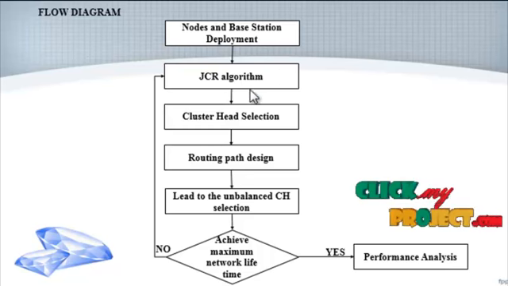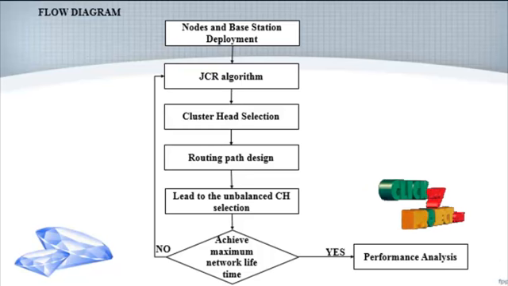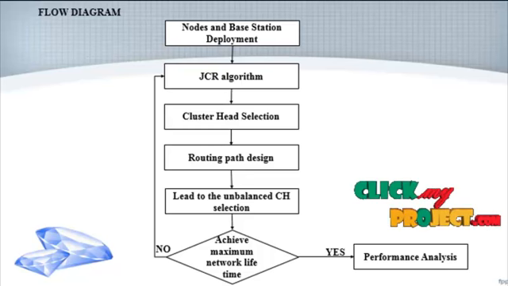The JCR protocol can generate a connected and efficient intercluster topology. Specifically, the design goal is that clustering and routing are hybrid.